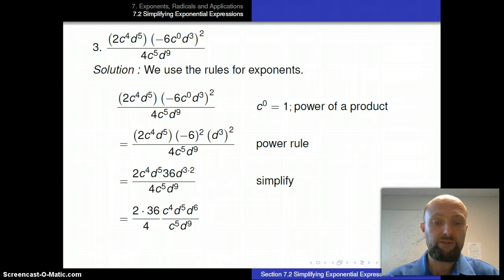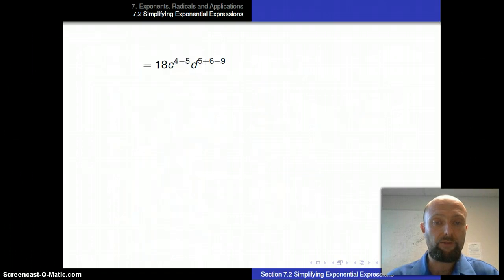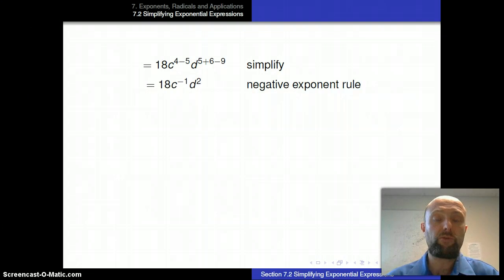For c^4 over c^5, we use the quotient rule, which tells us that we have to subtract the exponents. For d^5, d^6, and d over d^9, we use the product rule and the quotient rule. We have to add the 5 and the 6, and then subtract the 9. Now we simplify, and we find 18c^-1 d^2. Now we finally use the negative exponent rule to rewrite c^-1 as 1 over c, and here is our final answer.